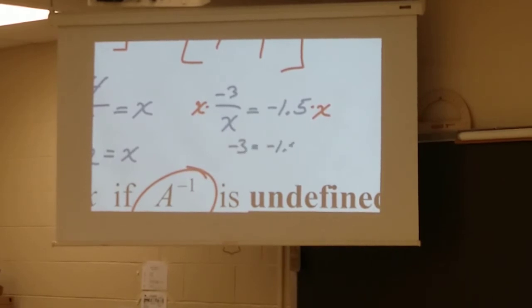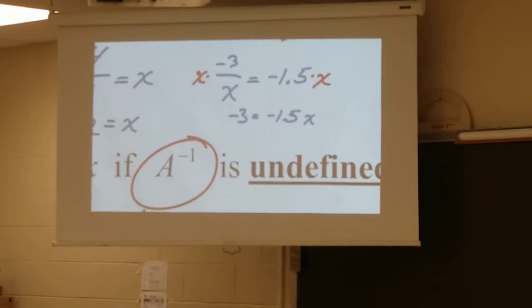And now I have negative 1.5 times x, so that I can divide both sides by negative 1.5. If you're looking for the algebra, it would be negative 3 divided by negative 1.5. And again, you could pop that in a calculator if you want, but it does come out to be 2.